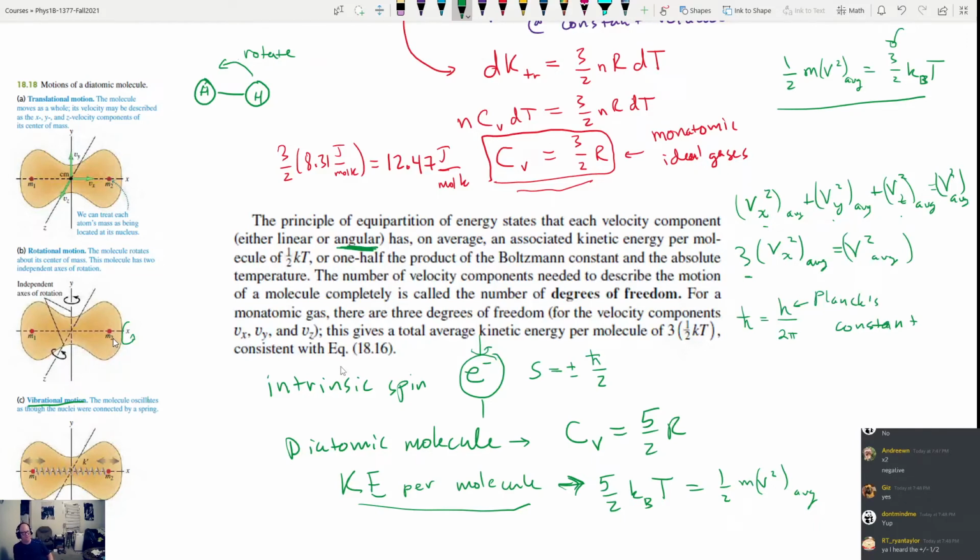We're going to hear more about degrees of freedom, but they basically just represent the motion that a particle can undertake. So it has 3 degrees of freedom for space, and now it's going to have 2 degrees of freedom for rotation.